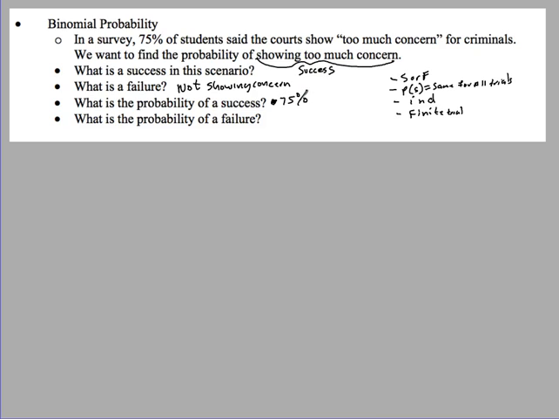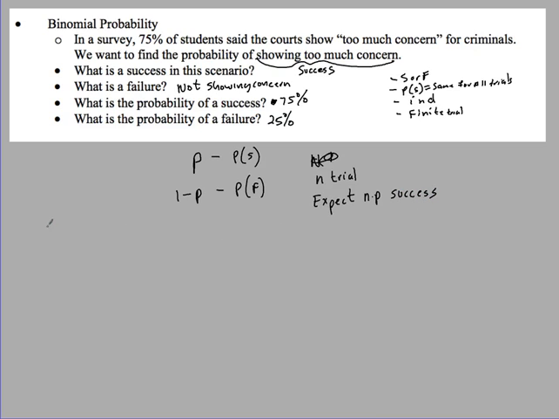So 75% of the people showed there was too much concern, and you have 25%. So then the difference of those is 25. Complements are pretty easy for binomials, because if p is the probability of success, then the complement of that is the probability of a failure. If you have n trials, then we expect n times p successes.